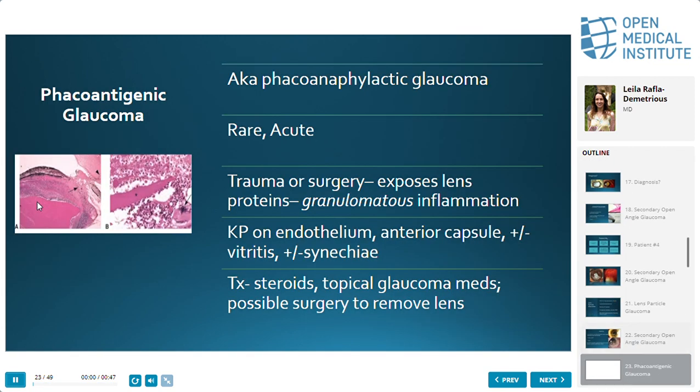Yeah. So it's phacoantigenic or phacoanaphylactic glaucoma. This is rare but very acute, and what happens is either from trauma or from surgery, there are lens proteins that are exposed into the eye and cause a granulomatous inflammation. So we'll see big fat mutton fat KP on the endothelium and in the anterior capsule, and you can have a vitritis and synechiae. So here on the left, there's actually a corneal scar and then lens protein being exposed, and that's what's causing this macrophage reaction.